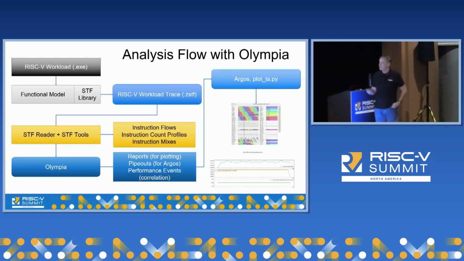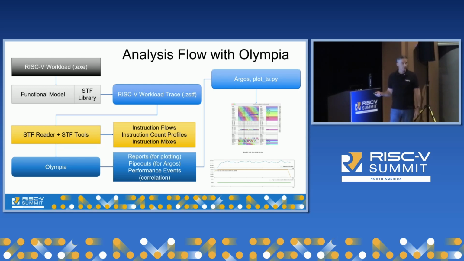Okay, so here's how a typical analysis flow works. You start off with your workload up here, your typical compiled binary, and you run it through a functional model that's been instrumented with the STF library. When it runs, it'll generate an STF trace. This is what's statically on disk that represents that instruction flow.